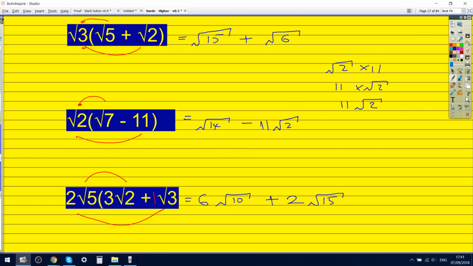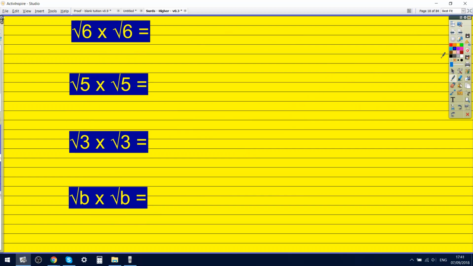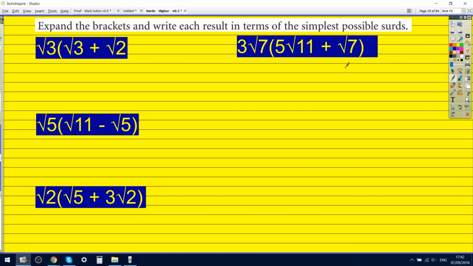No. Okay. What do you get for each of these? 36. Or root 36. And what is root 36? 6. Yeah. Which is going to be 5, and then 3, and then b. Well done. So any square root times itself is just that thing.